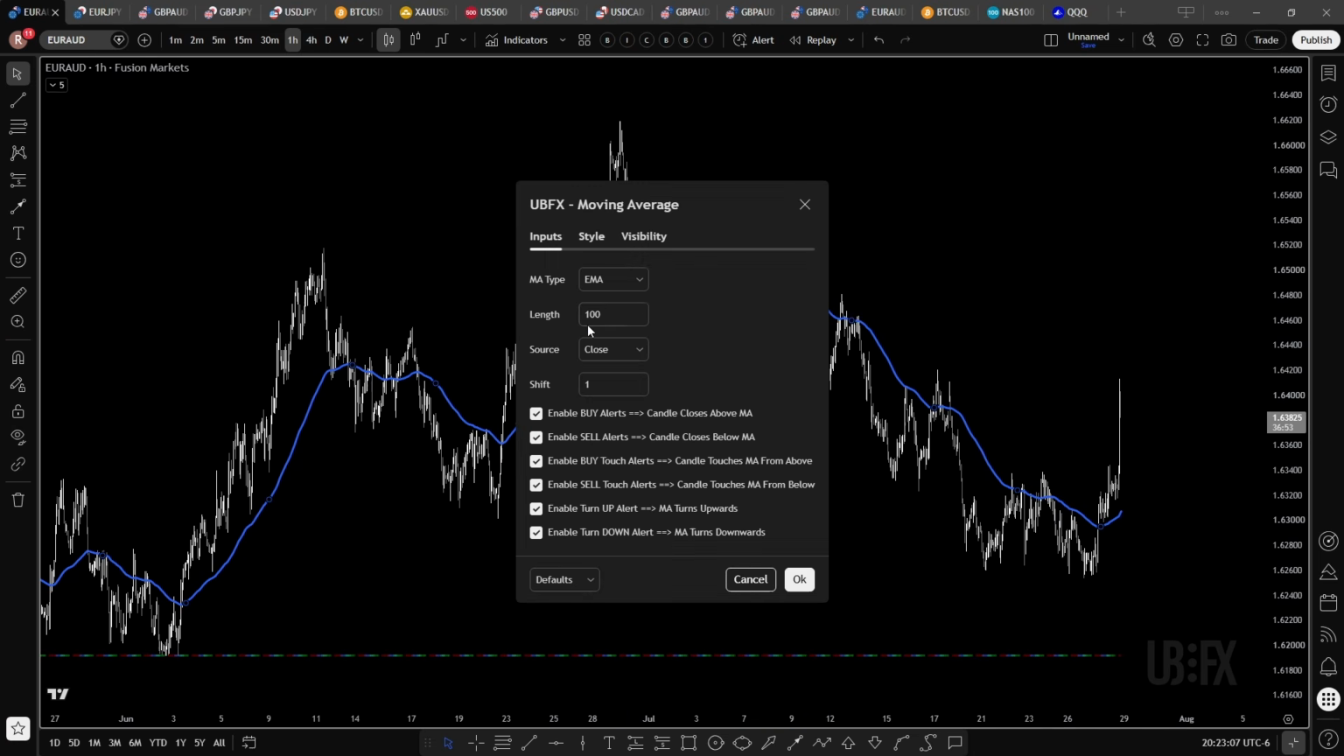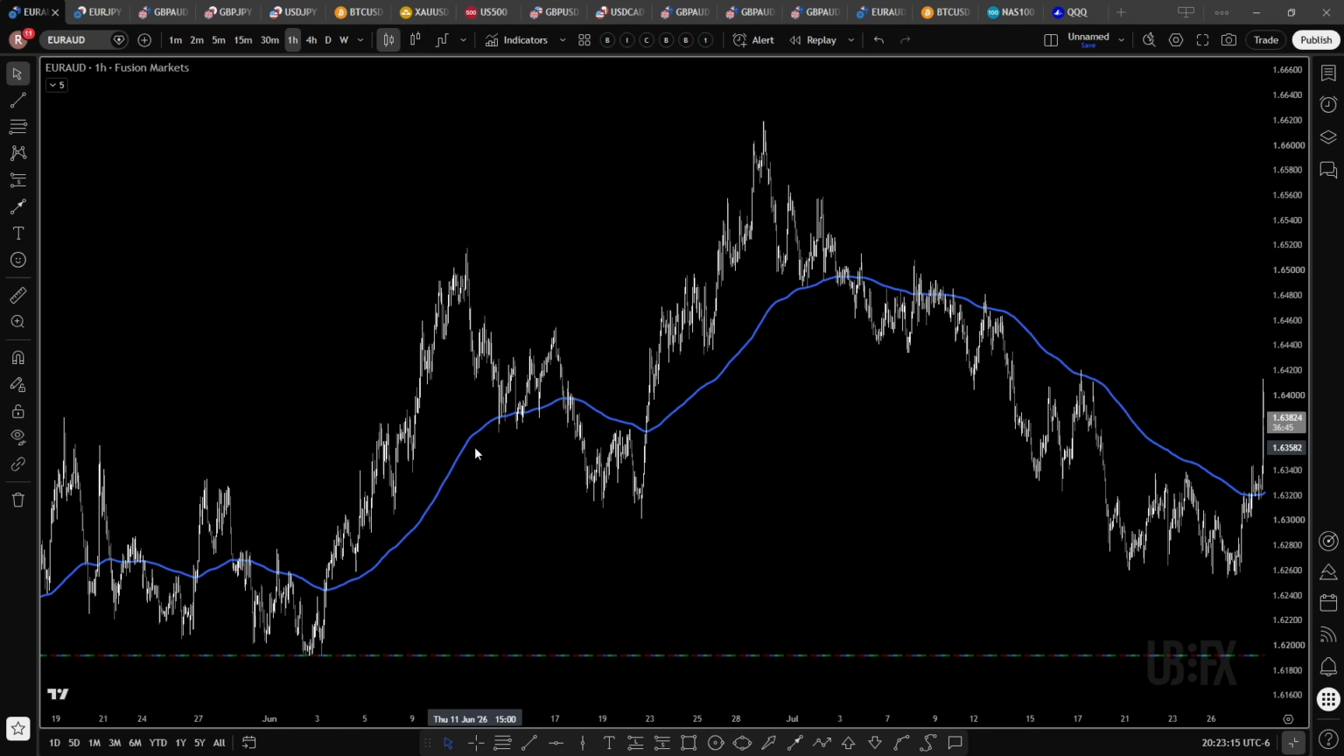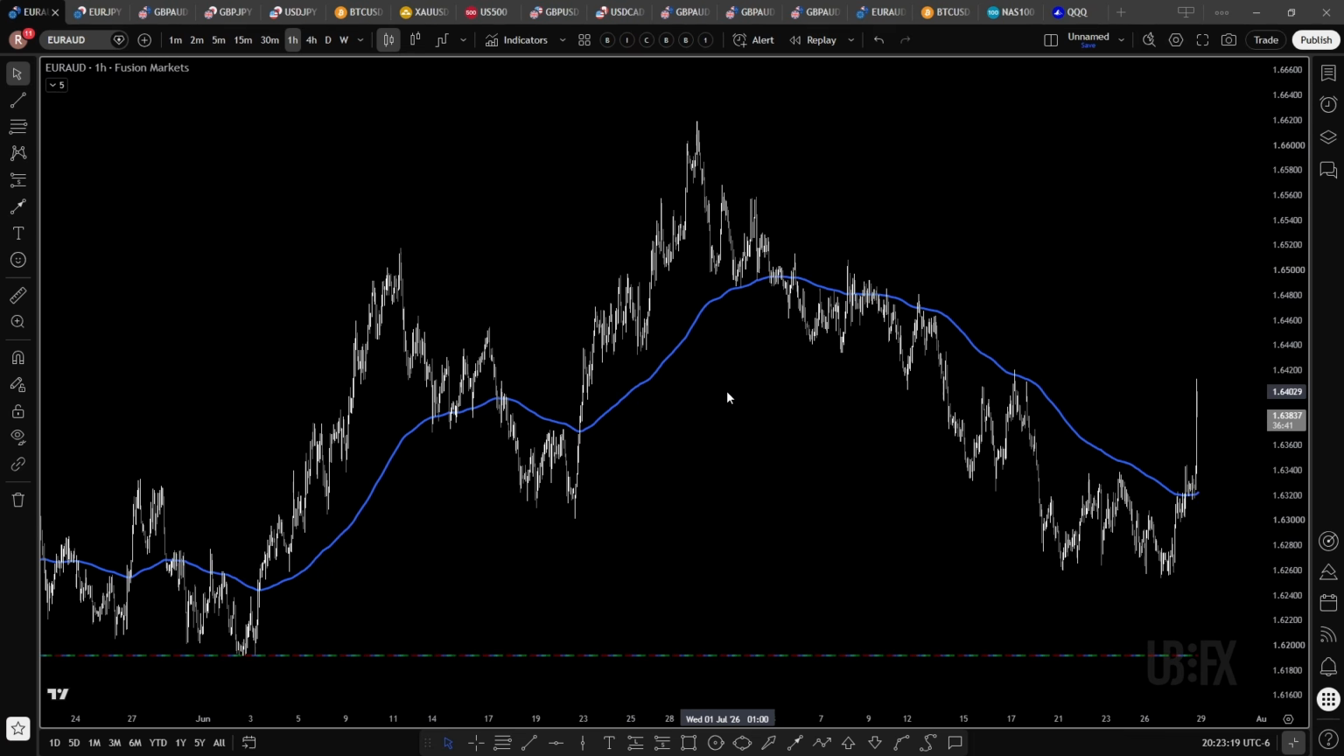Let's take this one up one more and go for a 200. And we can start to see how the gaps between the price and that moving average are starting to get bigger and bigger. Now, this isn't always a bad thing. It does give us a bias. We are looking at a general direction. So if the price is above the 200 in this case, we are looking for long trades, but we're going to use a different set of moving averages in order to get into those trades.